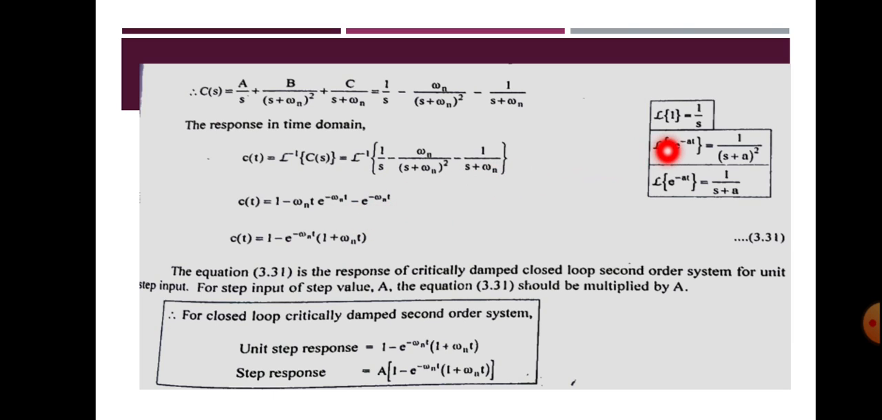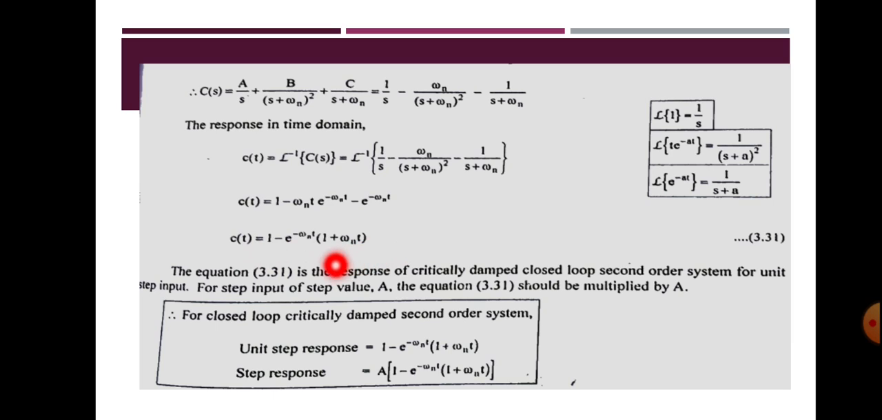You can see the Laplace transform of 1 equal to 1 by s, Laplace transform of t into e raised to minus at equal to 1 divided by (s plus a) whole square, and Laplace transform of e raised to minus at equal to 1 by (s plus a), and here the terms are like this. So we can find out the inverse Laplace transform like this. Okay, so c of t equal to 1 minus e raised to minus omega n into t into (1 plus omega n into t). That is the response.